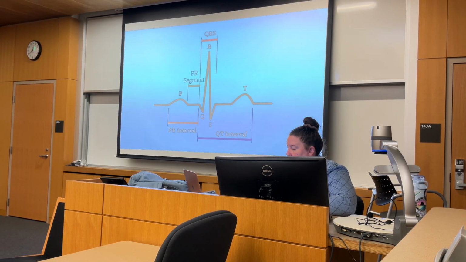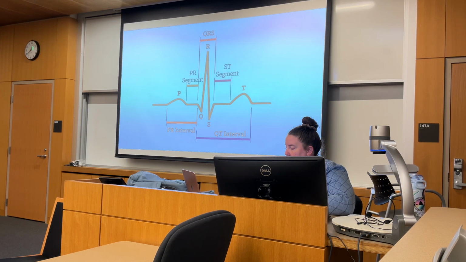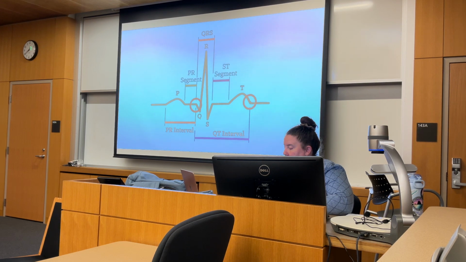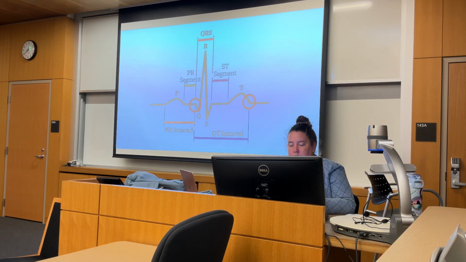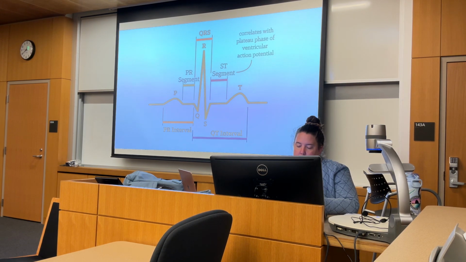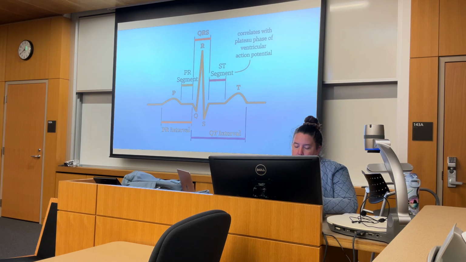The QT interval includes the QRS complex, the ST segment, and the T wave, and represents the first ventricular depolarization to last ventricular repolarization. The ST segment is an isoelectric portion of the QT interval that correlates with the plateau phase of the ventricular action potential.